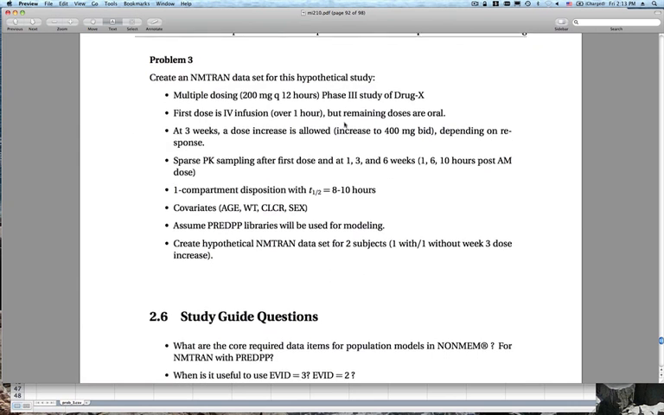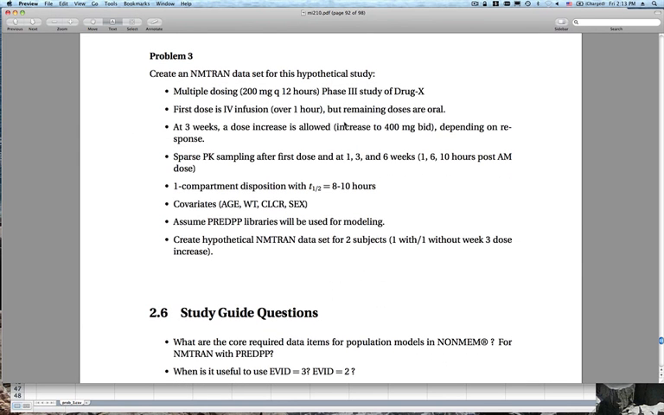This one's a little more complicated. We have multiple dosing, 200 milligrams every 12 hours. The first dose is IV, and the remaining doses are oral. At 3 weeks, there's an increase allowed. We can increase up to 400 depending upon the response. So this is going to be variable across the individuals in your data set, but this information will be captured in the database, case report form, and so on.